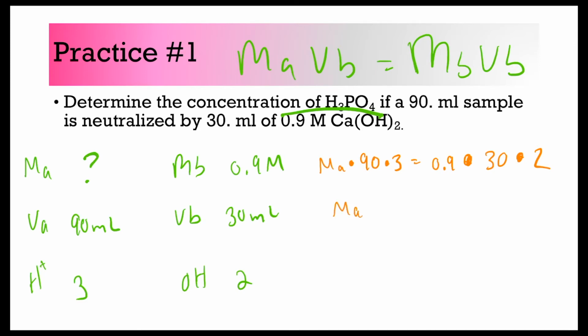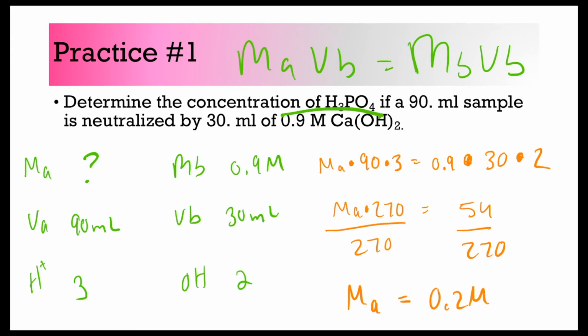Then we get Ma times 270 equals 54. So just a step down. To get Ma by itself, divide both sides by 270. So the molarity of your acid, or the concentration of your acid, is 0.2 molar. And that is it. Okay, so that makes sense if we think about it, because the acid, because it gives off more H's, is stronger, so you need less of it to equalize out the weaker base.